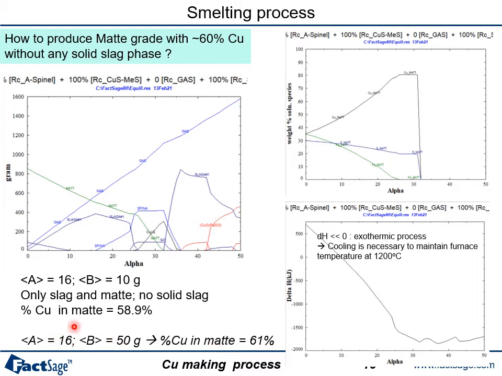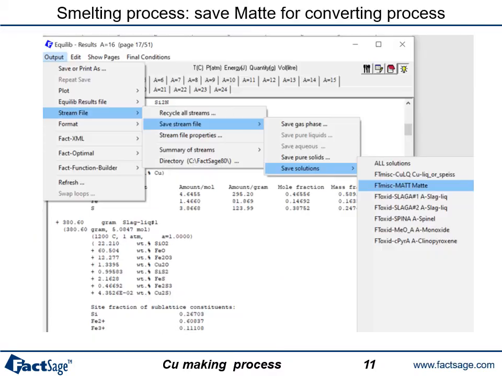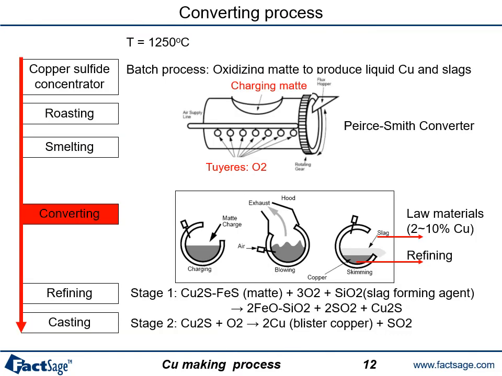Okay, and in this case, I'll take the B, the SiO2 flux amount, as 10 gram, and then take A as 16, and then we can save the matte from this calculation, and save it as a stream for the next calculation, the converting calculation. Okay, so this shows you how to do all those saving. So at the 16, you go output and then stream file and save stream file, and then the phase we are saving is the matte. Okay, and then you can name it whatever you like.